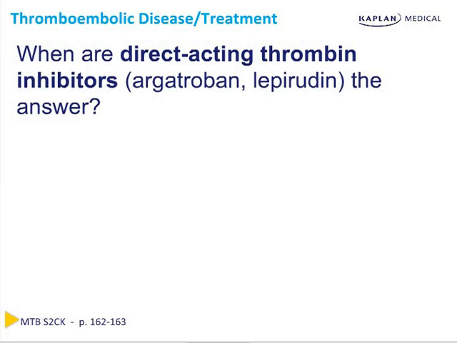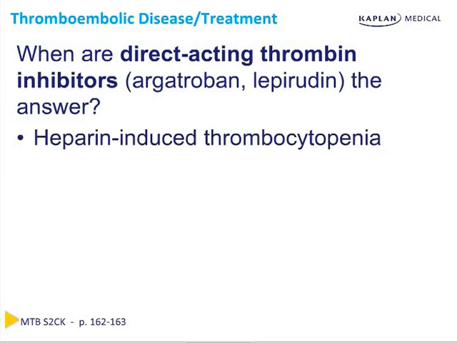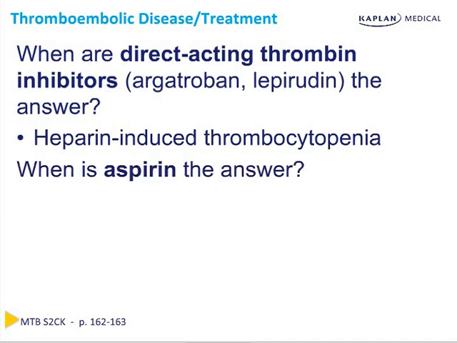Lastly, when are direct-acting thrombin inhibitors the correct answer? These include argatroban or lepirudin. These are the correct answer if the patient has a history of heparin-induced thrombocytopenia, or HIT. And when is aspirin the answer? Never. Remember, aspirin is not sufficient to treat a DVT or PE. You need full anticoagulation with either heparin, warfarin, or direct-acting thrombin inhibitor.